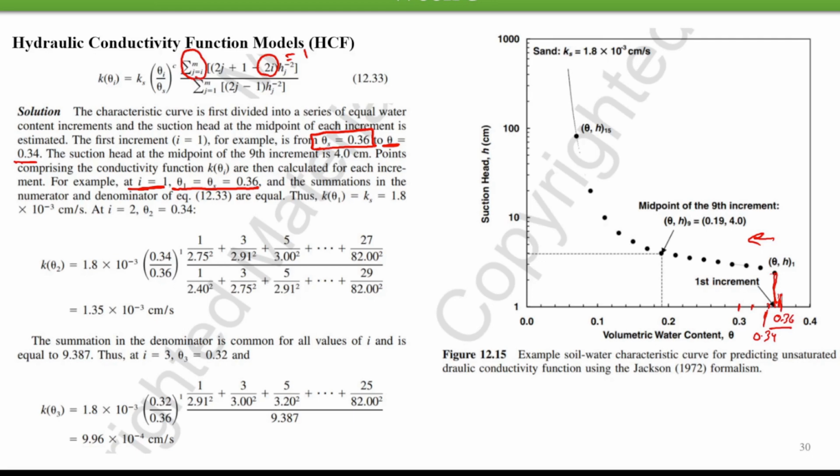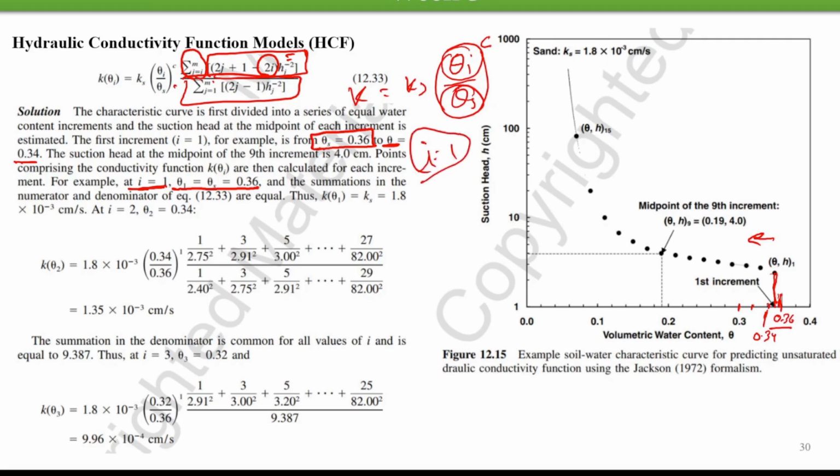Then we'll see that for i is equal to 1, this is going to be 2i into 2. If we solve the numerator part and the denominator, the summation part, these two will be the same, so these two will cancel out. Then the value of k will be equal to Ks (theta_i upon theta_s) to the power c, and we know that theta_i is equal to theta_s for this case, for i is equal to 1, from 0.36 to 0.34. So this one will be 1. So for the first condition, k(theta_1) is going to be Ks only.